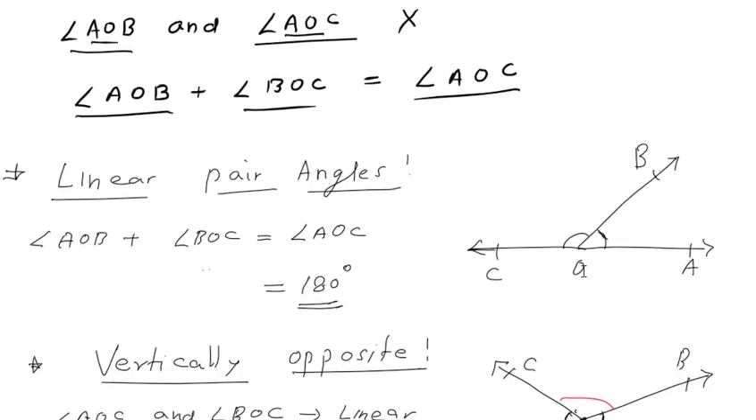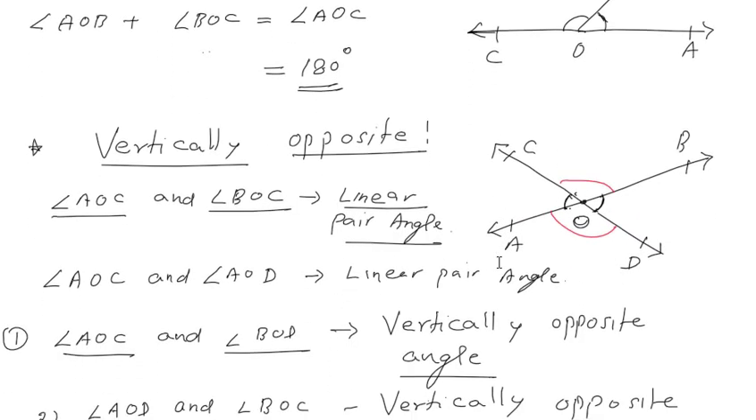Linear pair angle: when the non-common arms form a straight line, then in that case we call the adjacent angles a linear pair. And vertically opposite angles: when we have two lines crossing each other and the angles are not forming a linear pair, then definitely they are forming vertically opposite angles.